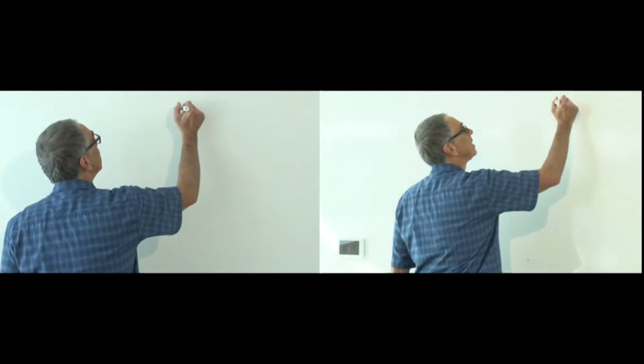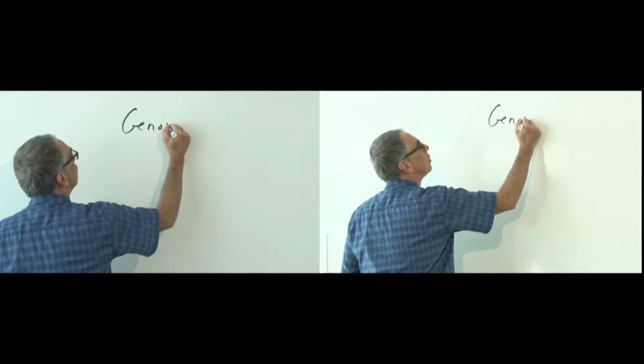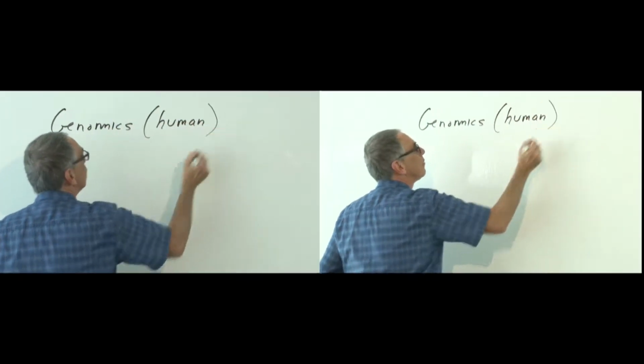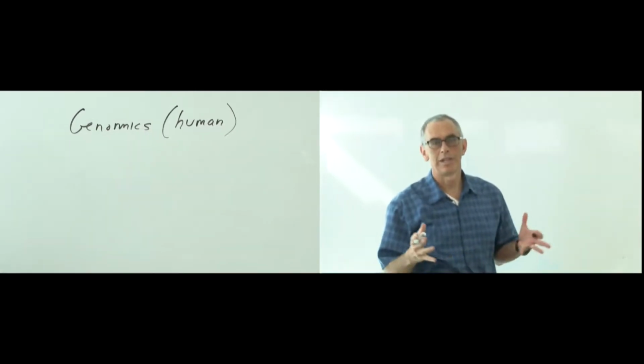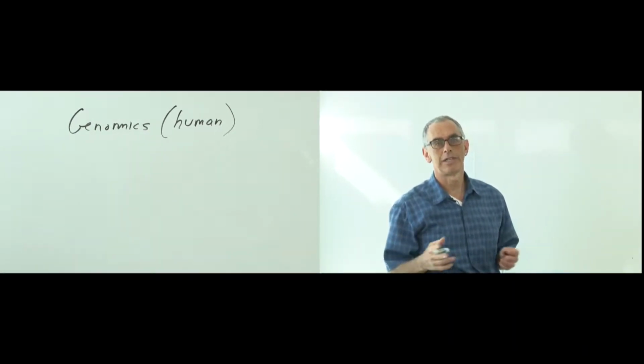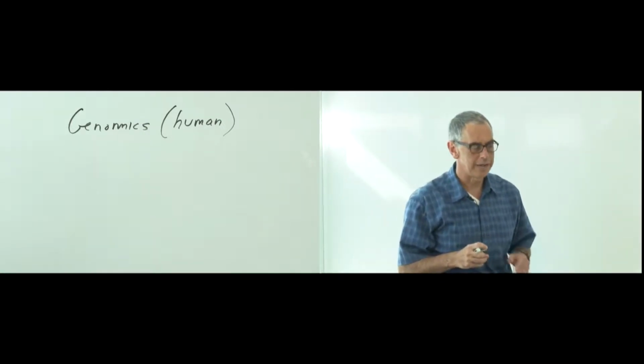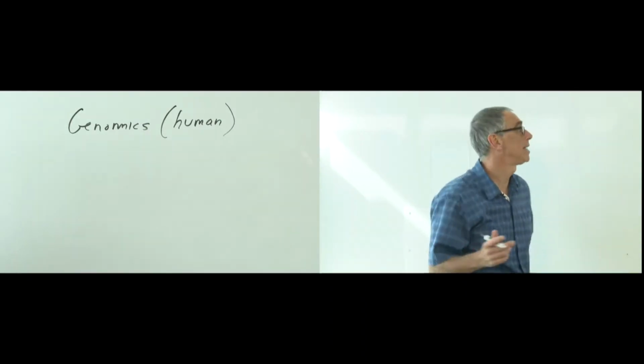Okay, in this segment, I want to talk about a basic introduction to human genomics. Obviously, if we're thinking about pharmacogenomics, we need to understand pharmacology, but we also need to understand the human genome and the sources of variation. So let's start off with some basics.